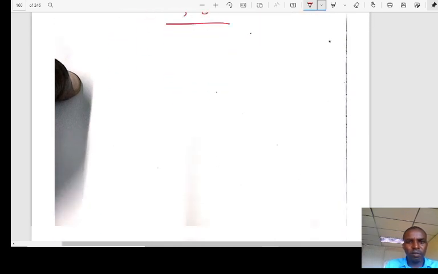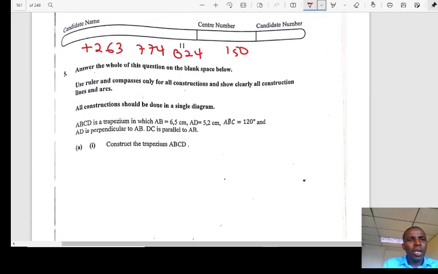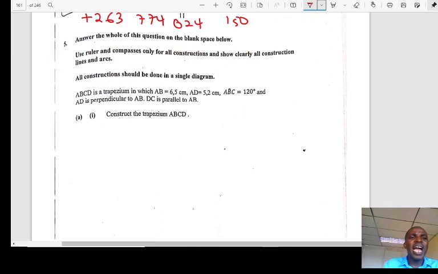Oh, such a big space. Right, then question number 5. Answer the whole of this question on a blank space below. Use ruler and compass. This one is locus, so just do a sketch, right? Just a rough sketch. Construct trapezium ABCD.